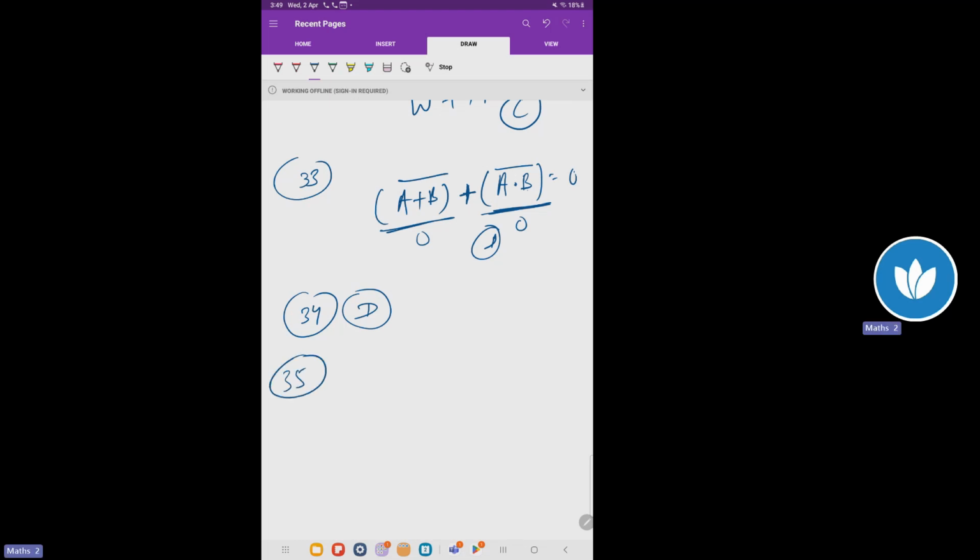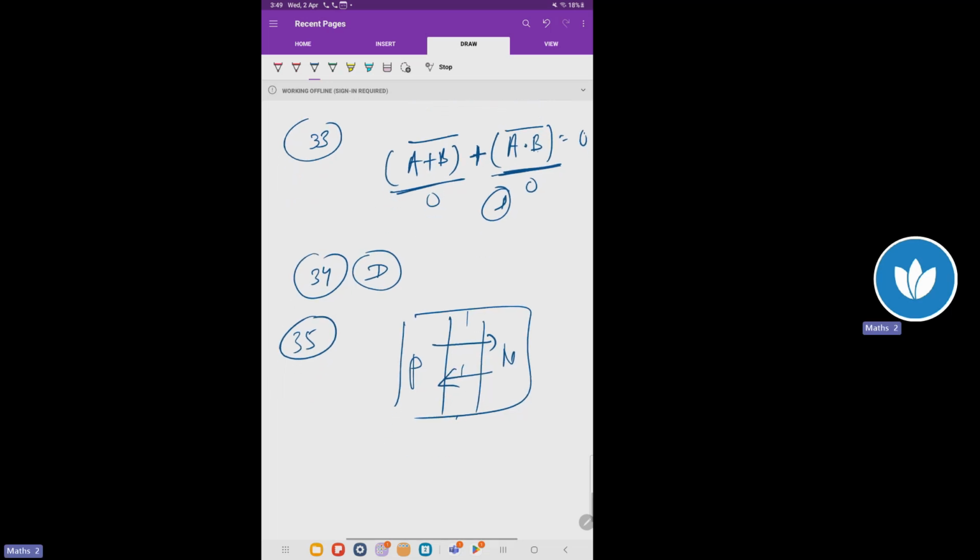35. The drift current in a PN junction. In a PN junction, diffusion current is from P to N and drift current is from N to P. Option A. 36. Find current through Zener diode.